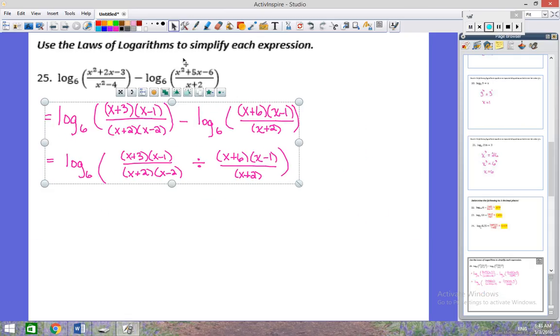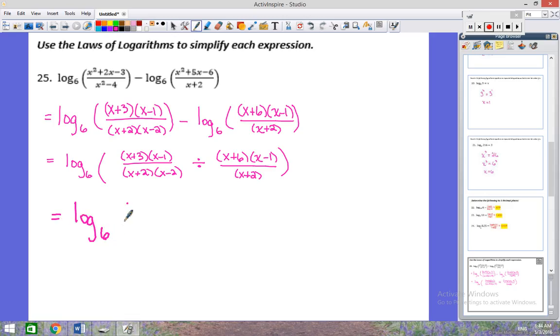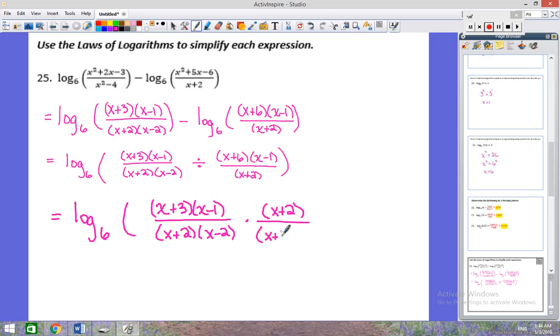Alright, so let's see if we can simplify this. I have my numerator x plus 3 times the quantity x minus 1 divided by quantity x plus 2 times quantity x minus 2. Now, if I change this division symbol to multiplication, I have to take the reciprocal. I have to flip this fraction. So then I have x plus 2 over x plus 6 times quantity x minus 1.